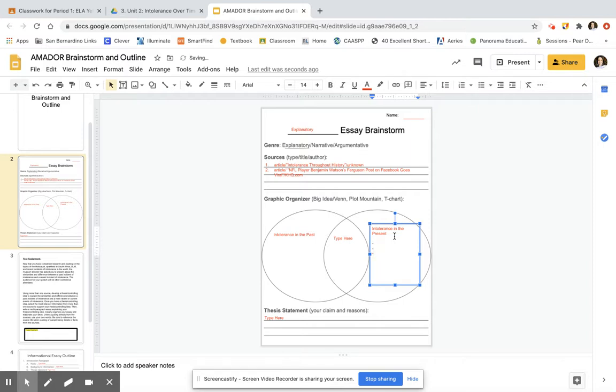What are some unique things to intolerance in the present? We need to list at least 3 things. For example, something we know about intolerance in the present that is different from intolerance in the past is that it's more public, right? A lot of that intolerance that was happening in the past was secret. The Holocaust, we didn't even know it was happening until it had already happened. Same thing with apartheid. So it's more public now than it was in the past. People know about it.